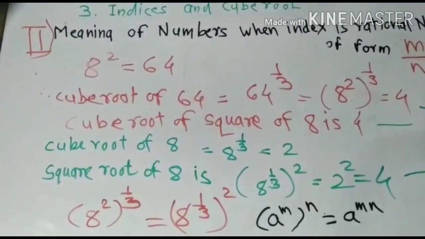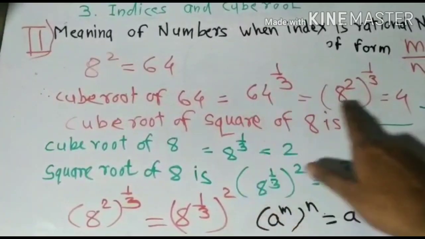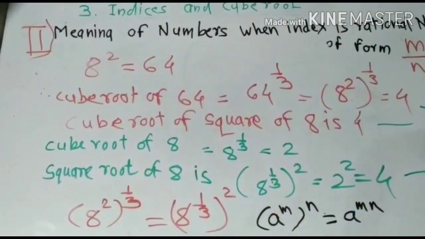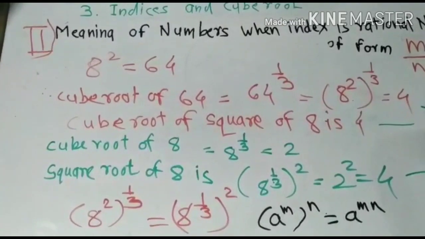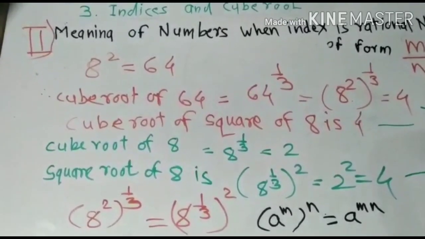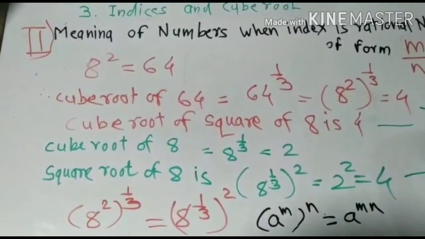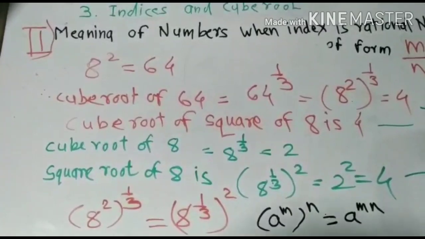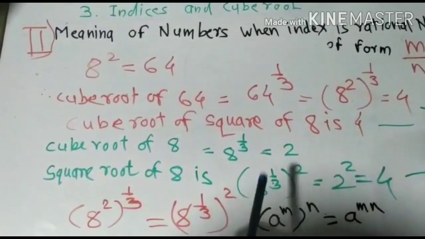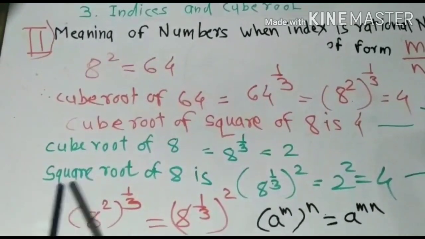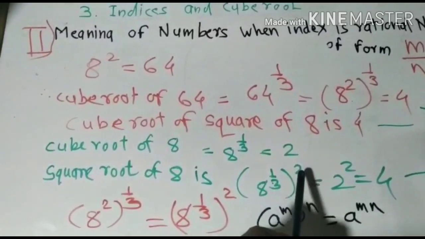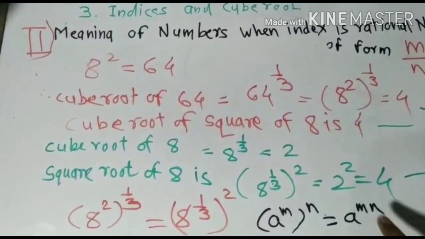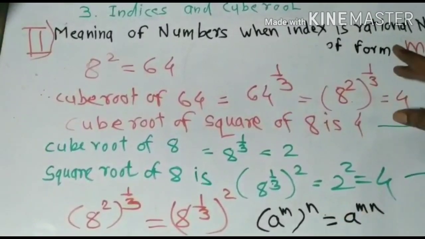Here, this is the first equation. As we compare it to the second, only the format is changed. The cube root of 8 is 2, since 2 into 2 into 2 equals 8. The cube root of 8 is 2, and its square, 2 squared, is 4. The first equation is also 4, so only the format is changed.